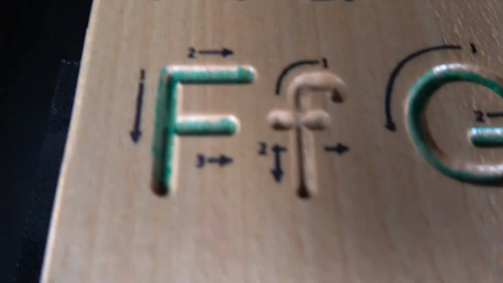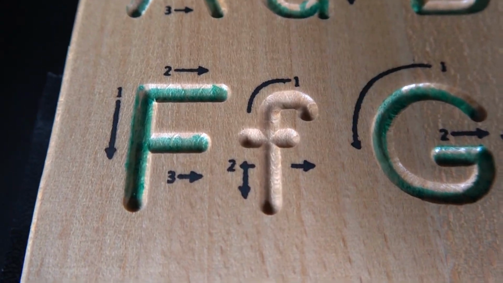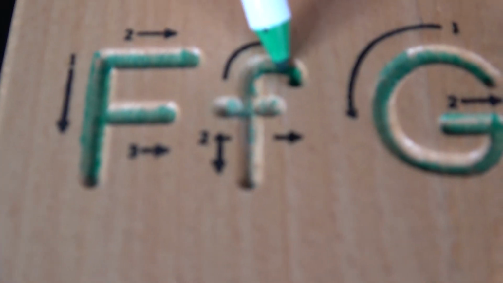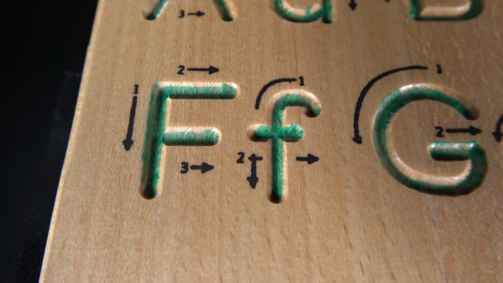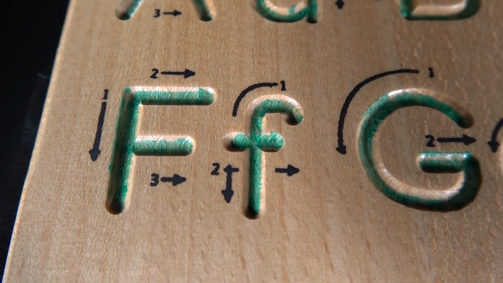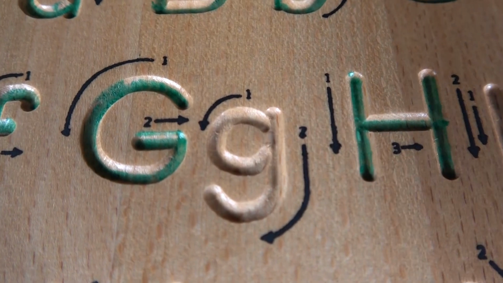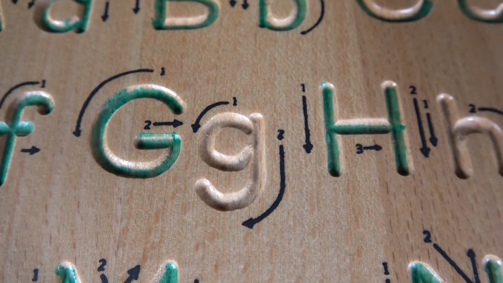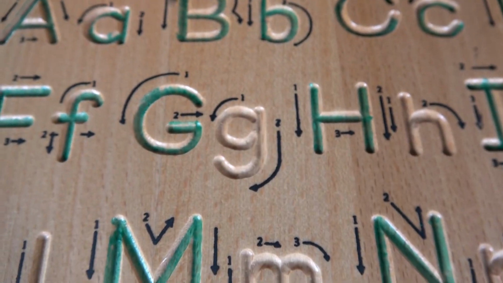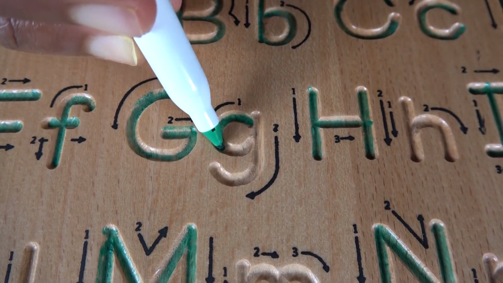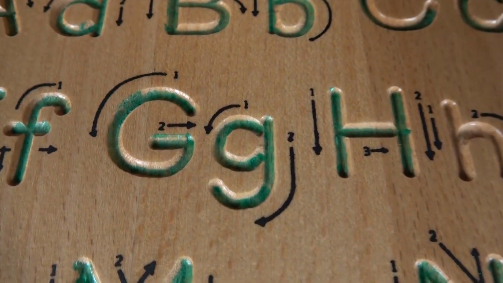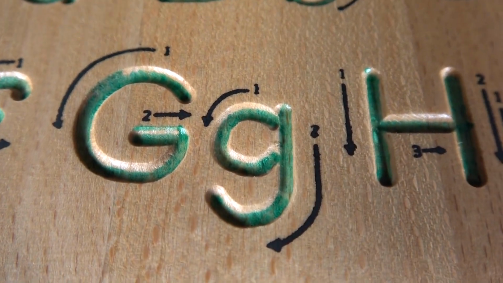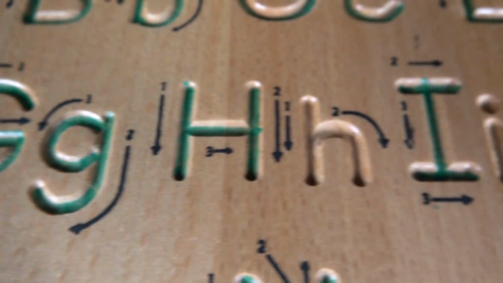Now it's time to write lowercase letter f. We'll start right here and curve down like this, and then finish it off with this line. That is the lowercase letter f. Now it's time to write lowercase letter g. Start, we'll make this curve, then go from here to the bottom and curve up. That is lowercase letter g.